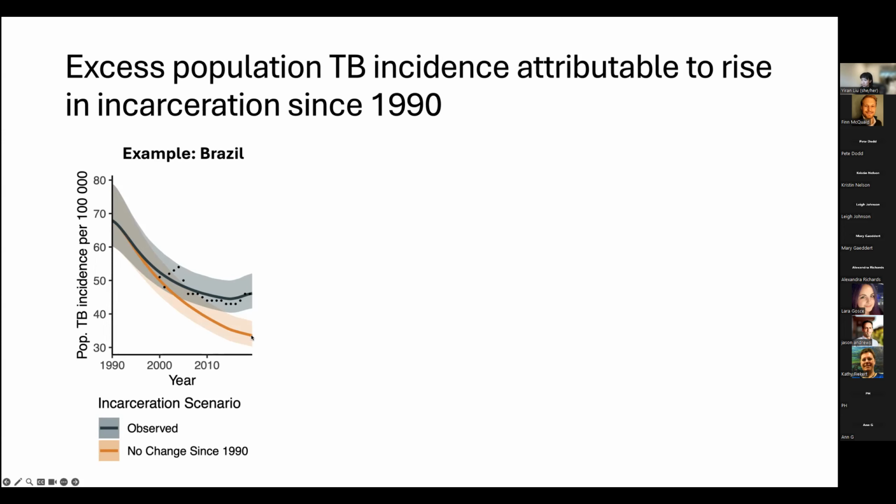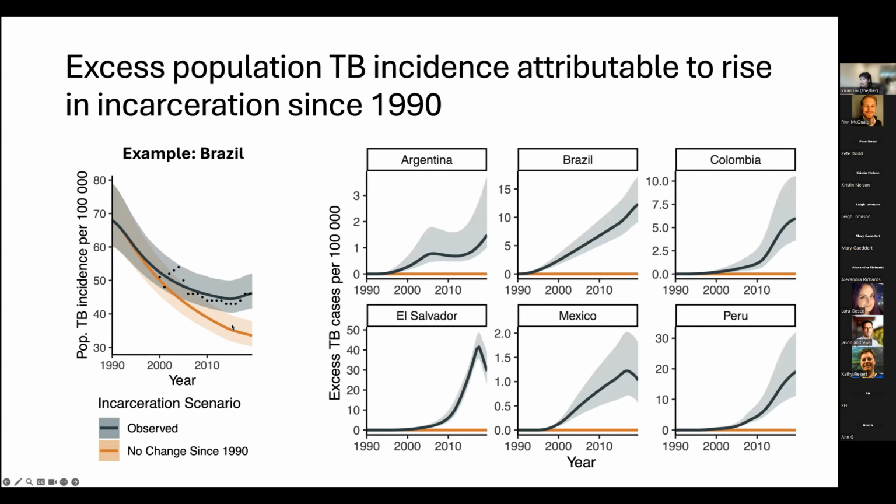And we can then take the difference in TB incidence between these two scenarios, and we will call that the excess population TB incidence that's attributable to the rise in incarceration since 1990. And we can plot just that difference. So now, assuming this orange line is at 0 here, we can plot just this excess in each country over time, which we can see varies in terms of magnitude, as indicated by the different y-axis scales here, but nonetheless increases in concordance with the rise in incarceration in each country over time.